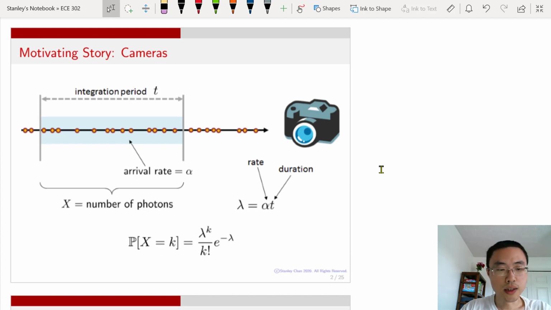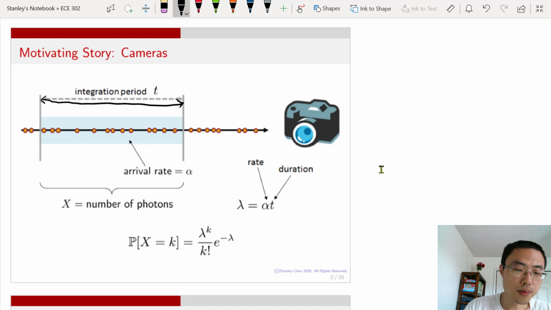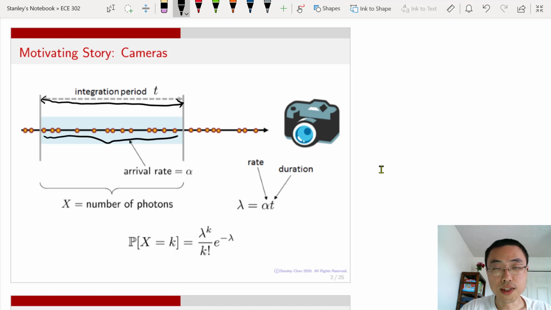So let's take a look here. Let's assume that we have an integration time of t. You can think of this integration time as an exposure: you turn the exposure on, and then during this period of time, the photons will just come to the camera continuously. During this exposure period, you have these photons. These yellow dots represent the photons.